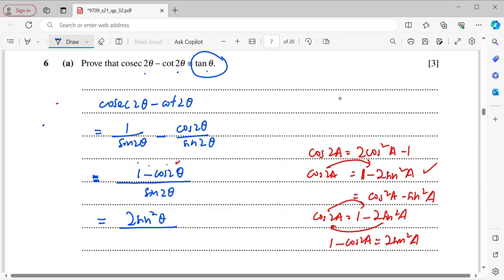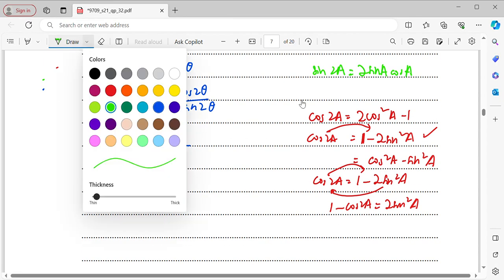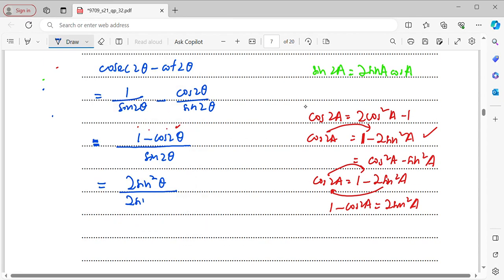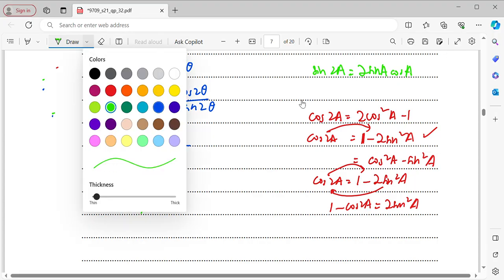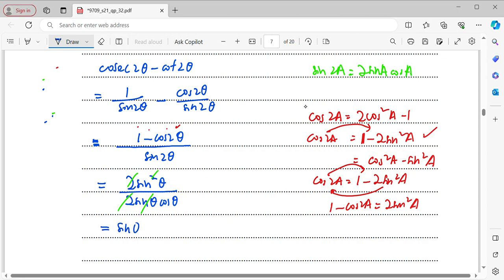Then the sine 2 theta, we have another formula, which is sine 2a is 2 sine a cos a. That means now it will be 2 sine theta cos theta. So from here, the 2 will be cancelled off. Then power 1 of sine theta in the numerator will be simplified with the sine theta in the denominator. So at last, we will be getting sine theta over cos theta, which is tangent theta. Okay, so this is the solution of part A.